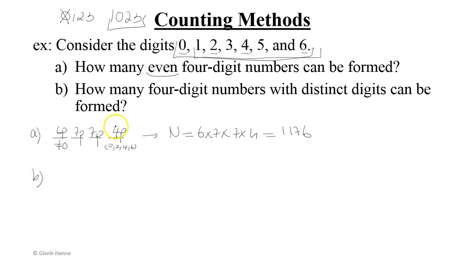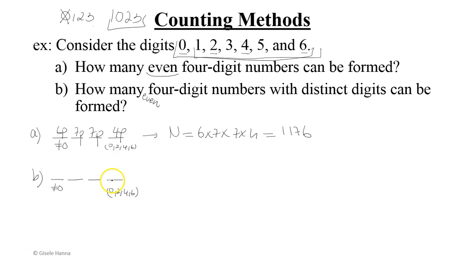Now for the second one, how many 4-digit numbers with distinct digits can be formed? Let me add the word even. Let's look for even 4-digit numbers, but this time the digits are distinct, which means that repetition would not be allowed. So again, 0 is restricted for the first one, and the last digit should be 0, 2, 4, or 6 in order to have even numbers.